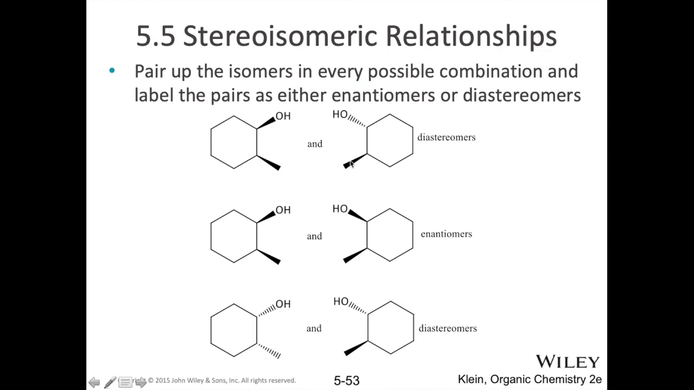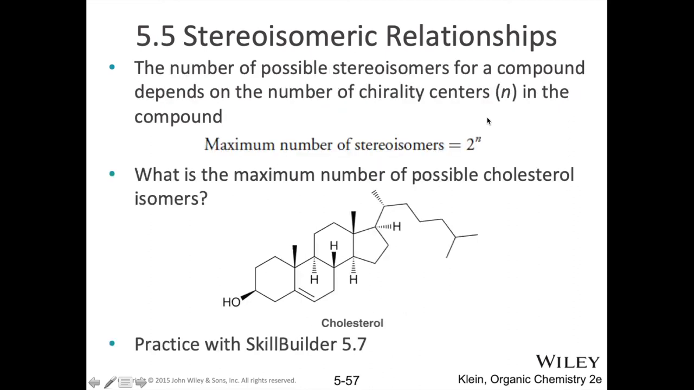So even though these have different chiralities, if one's R, the other's S, these two are the same. If I flip this 180 degrees, this would be a solid wedge, just like over here, with that OH group pointing off in this direction. And that's what makes that a diastereomer.